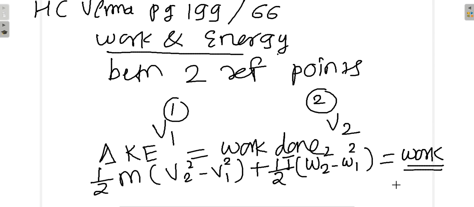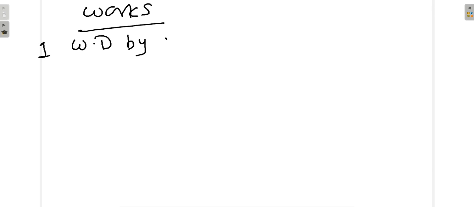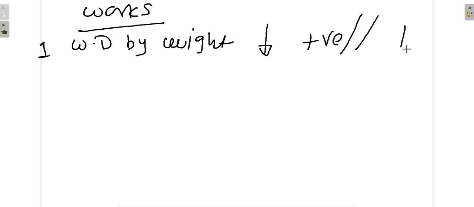Now there are only three types of work that we have to consider. So which are the types of work we consider while applying the principle of work and energy? Number 1 is the work done by weight. If the weight is coming down, the work done is positive, and if the weight is going up, the work done is negative, because when the weight is coming down, you are doing work in the direction of acceleration due to gravity. It is taken as positive.